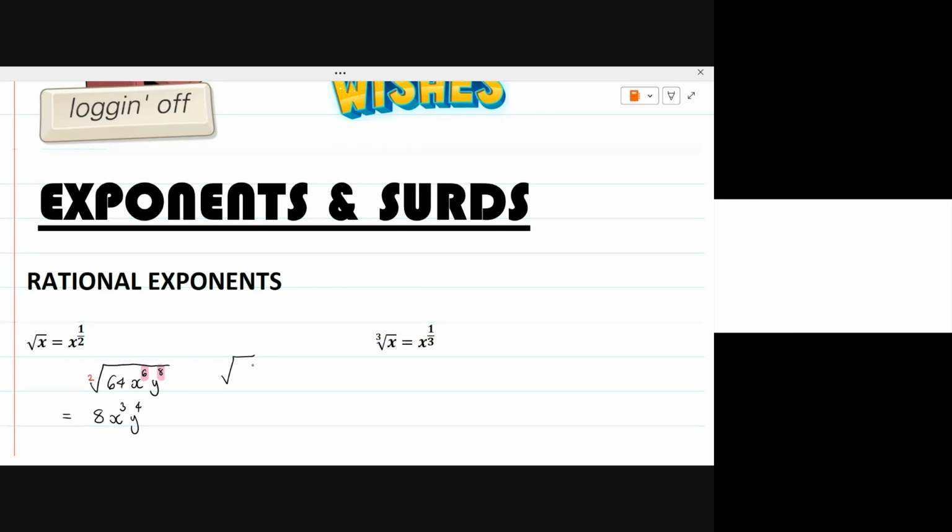Okay, so if we look at this idea over here, if I've got the square root of x to the power of 6, this is actually the same thing as x to the power of 6, all of this to the power of a half. And I know that if I see a bracket and an exponent, I'm going to multiply those two things. So I will have x, and then 6 times a half will just give me 3.